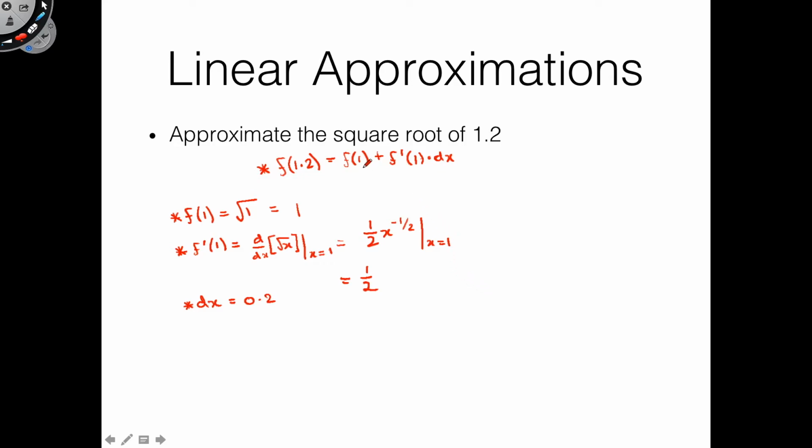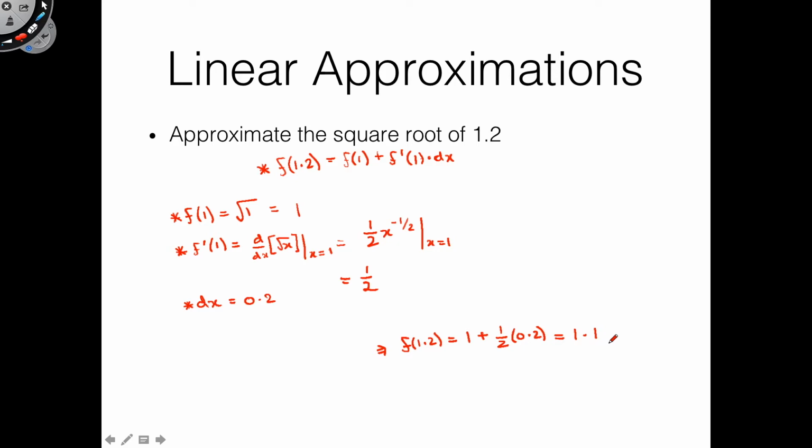Let's just go ahead and solve. So f of 1.2, let's pull this down here. f of 1.2 is going to be equal to 1 plus, what's f prime of 1? That's going to be 1/2 times 0.2. Okay, and now if we were to just go ahead and evaluate that, that should be just about 1.1.